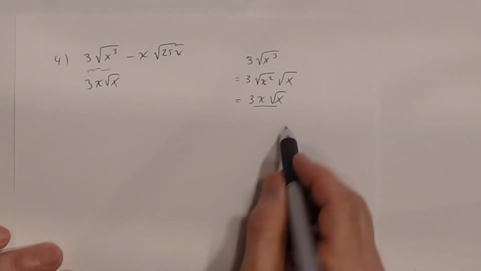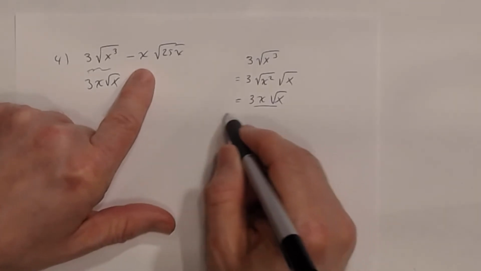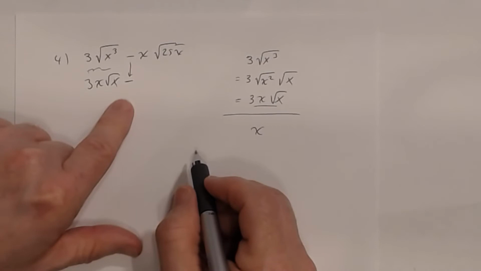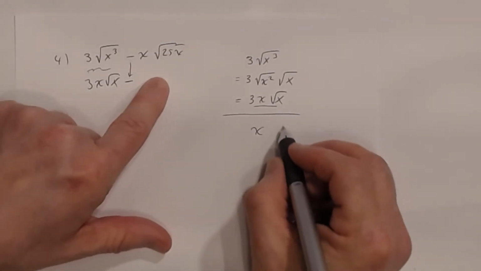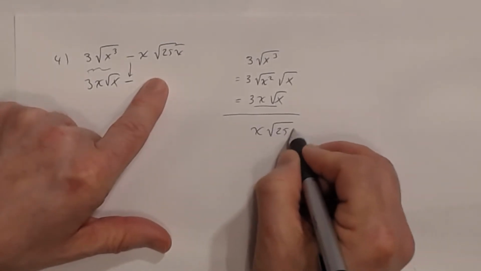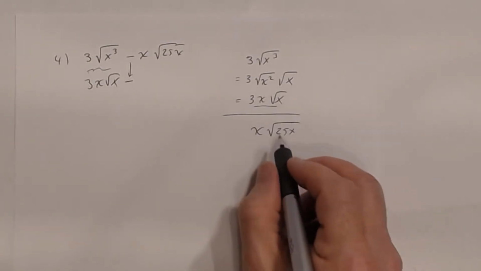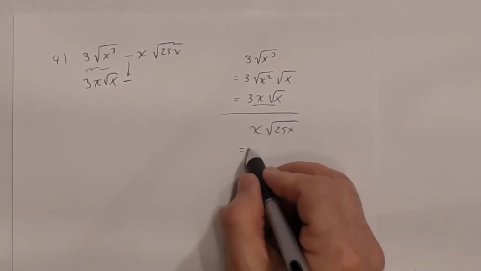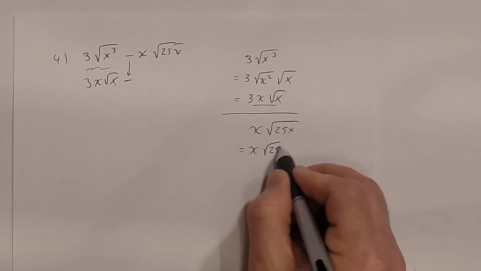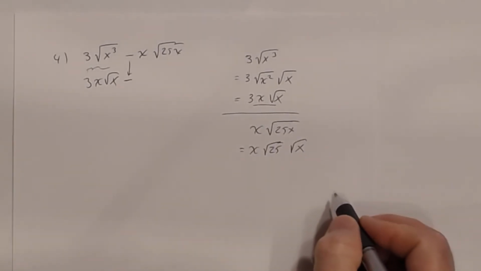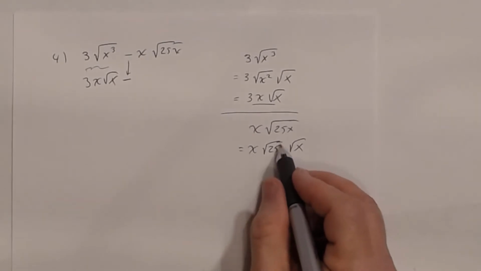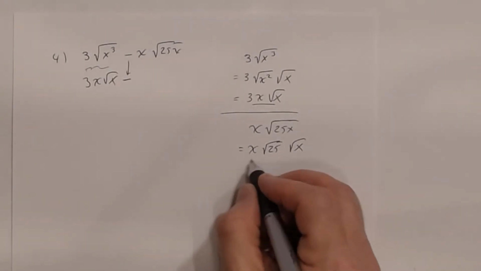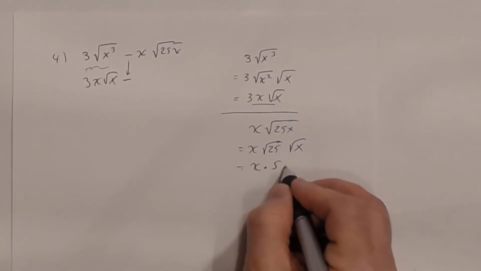Now let's look at this one. So I'm going to rewrite this one right here. So I'm going to be subtracting. So just rewrite this, the minus sign, the subtraction symbol. So I have x square root of 25x. Now remember, just like I did here, I use a product rule. So I'm going to rewrite this as x times the square root of 25 times the square root of x. Now I know that 25 is a perfect square. So the square root of 25 is 5. So I get x times 5.